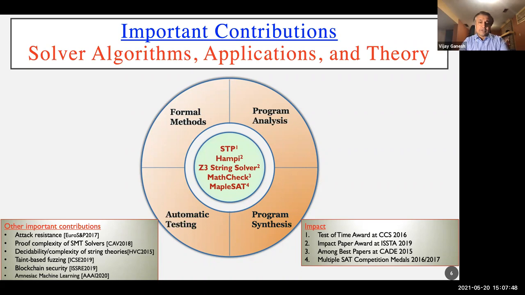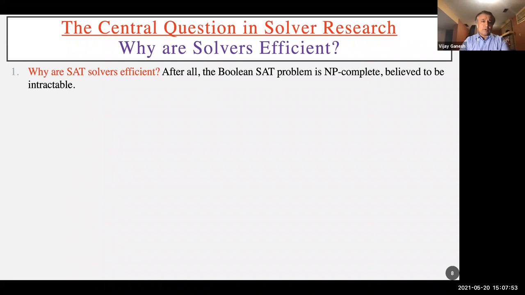So what are the research questions? The central question in solver research is, why are SAT solvers efficient? Allow me to unpack this question for you. In 1971, Stephen Cook proved that Boolean SAT problem is NP-complete. Recall that the Boolean SAT problem is, given formulas in Boolean logic in conjunctive normal form, decide whether they're satisfiable. By satisfiable, we mean whether they have solutions. And this problem was shown to be NP-complete, and it is believed to be intractable in general.